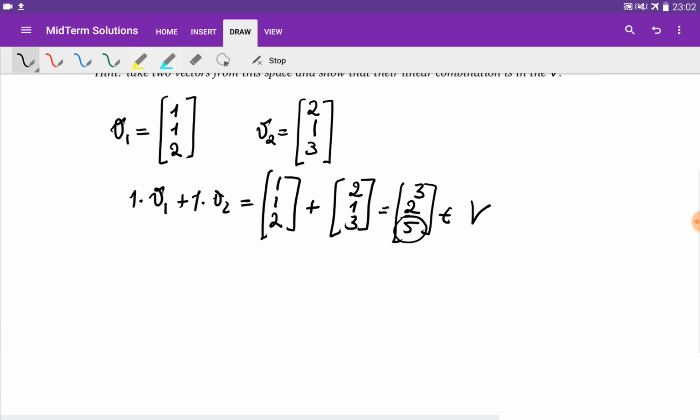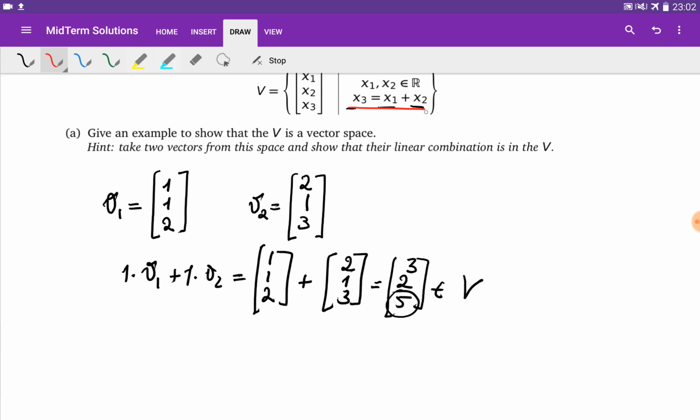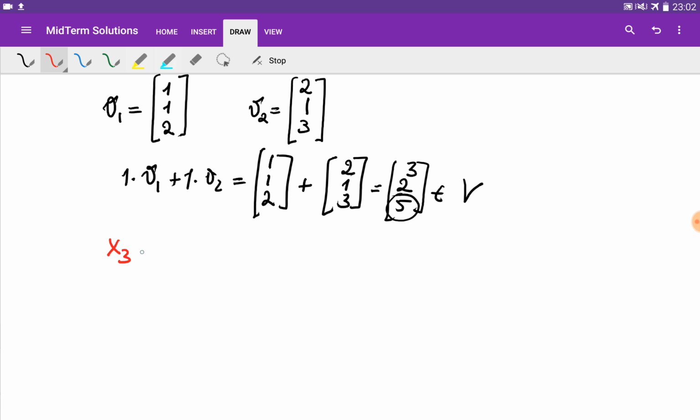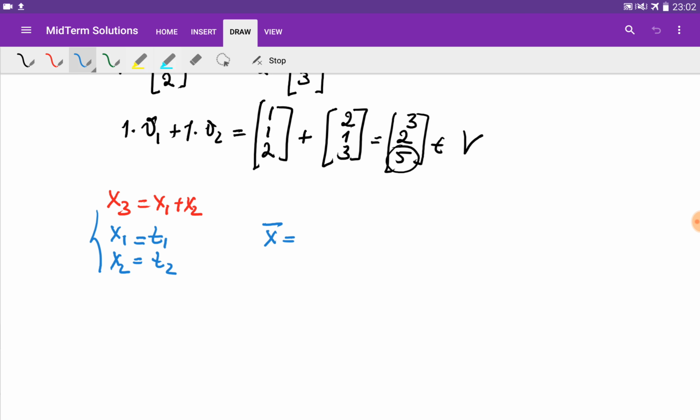So in general, I can show that this is a vector space by just solving the system of linear equations, basically. So x3 is equal to x1 plus x2. As you remember, when I created these two vectors, I just chose any two values for x1 and x2, and I found x3, right? So x1 and x2 here are free to choose. I can just denote them as t1 and t2. Then in this case, all possible vectors in this space can be denoted as t1, t2, t1 plus t2.